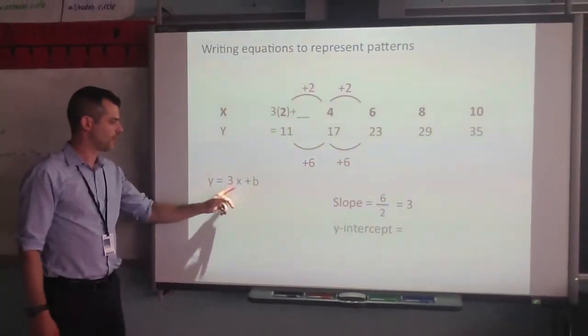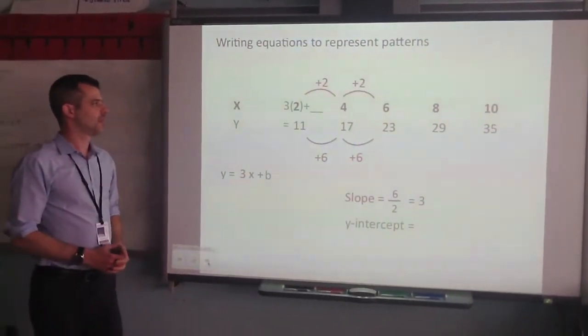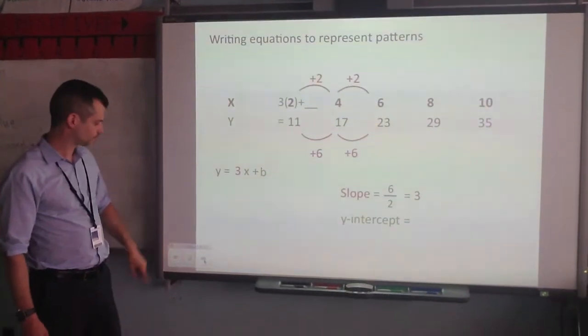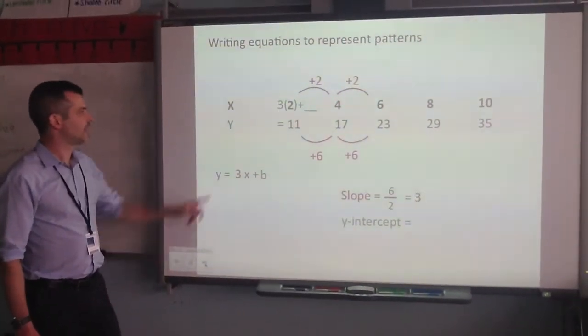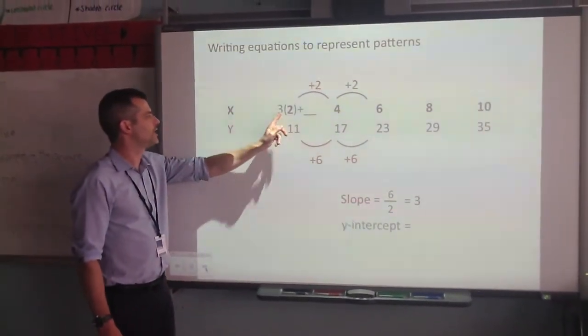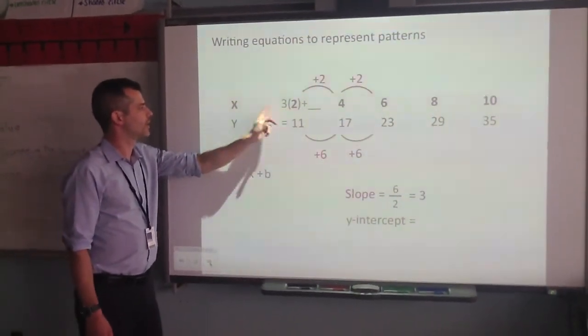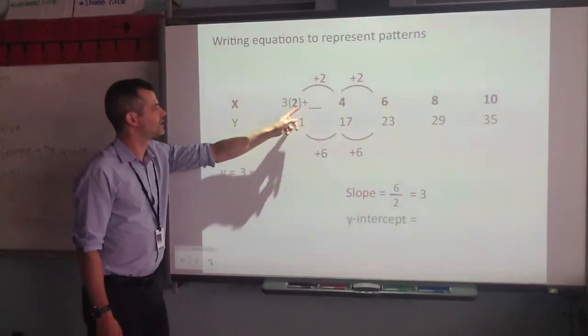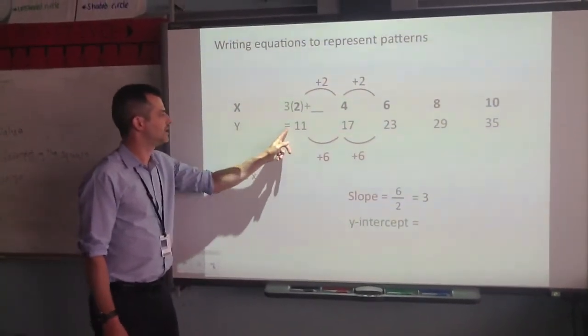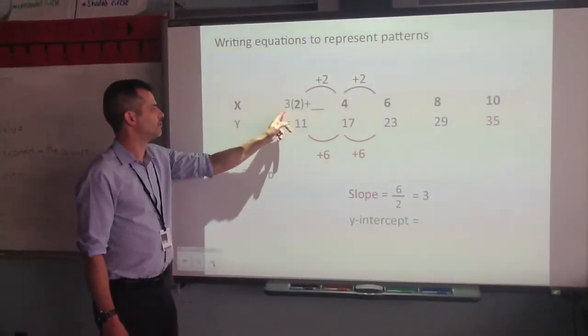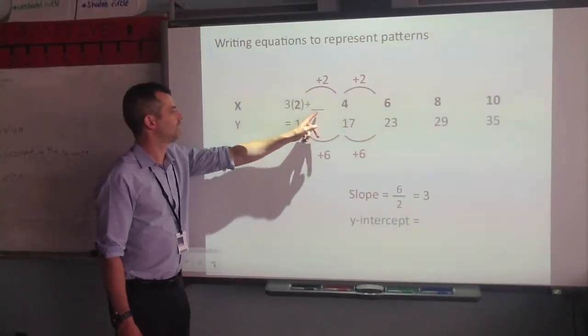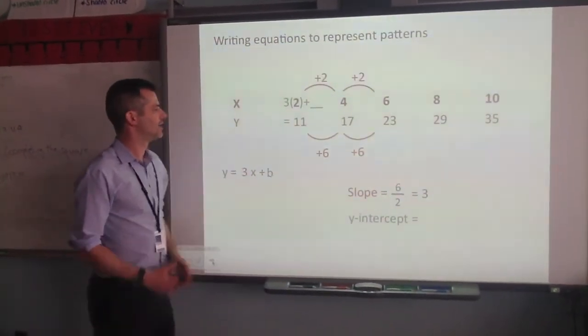I know part of my equation. The next thing I have to do is find the y-intercept. Now, to do that, since y is equal to 3 times x plus something, what I'm going to do is write up here in the diagram, 3 times x plus blank has to equal 11, right? I have to multiply x times 3, then add something onto it to get 11.